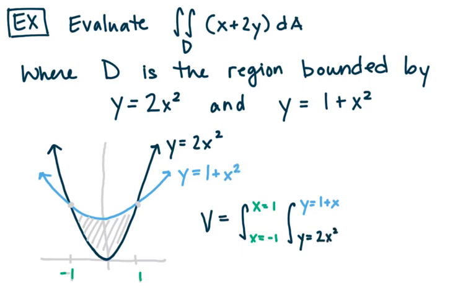I'm realizing I wrote 1 plus x, but that's 1 plus x squared. I graphed it right. I left this square off here. So I graphed what I wanted, but when I wrote it, I didn't write the square. So my integrand is x plus 2y. And then, since these are functions y in terms of x, I'm going to have dy then dx.